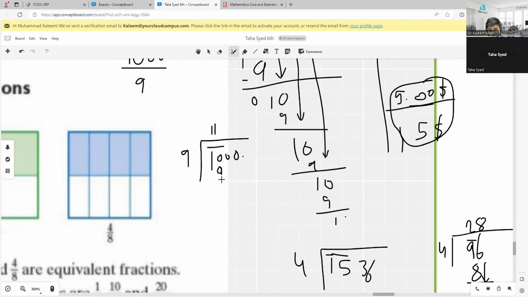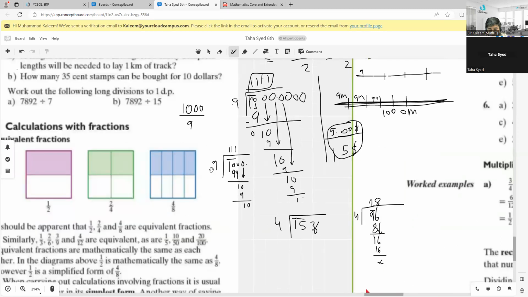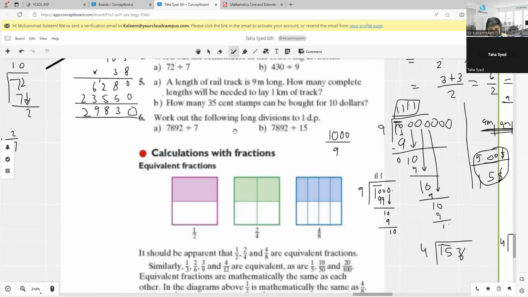So we will get 99, not 90. You cannot divide with 90 because we have to find the nearest number to 100 or less than 100. So after that, you just have to find the remainder, that will be 1, and then you have to bring down the next digit, that is 0. So it will be 10. 9 times 1 becomes 9. So that's it. Did you understand? Yes. Okay, let's move on to the next question.